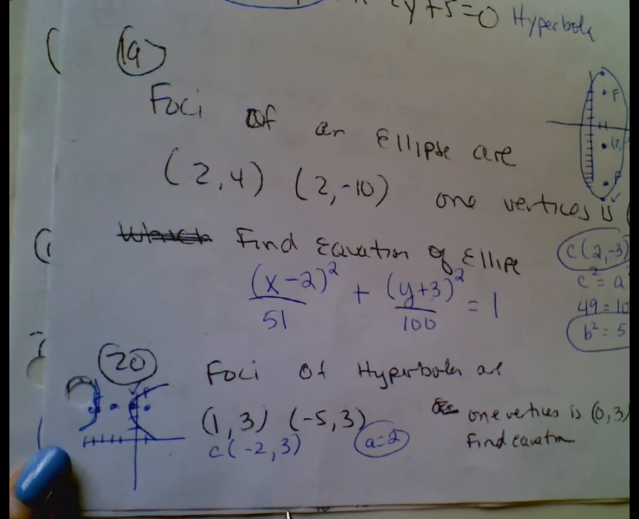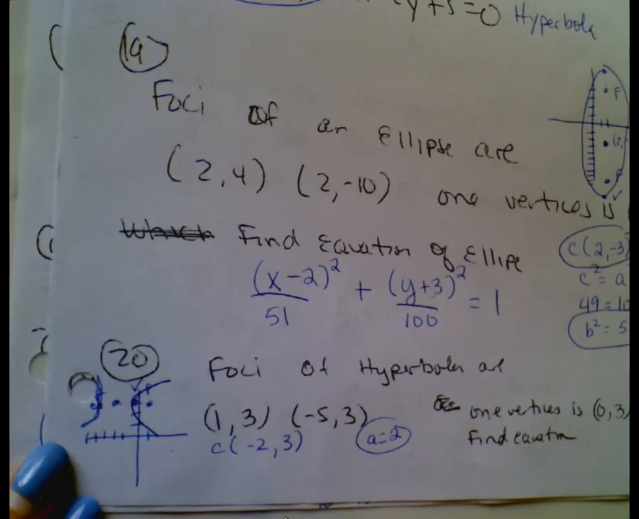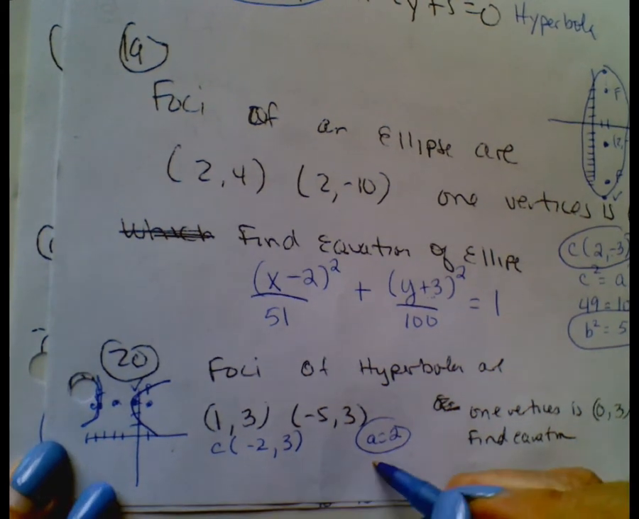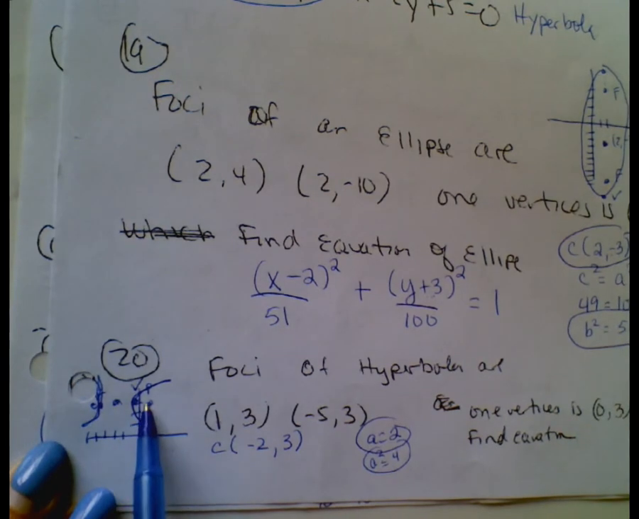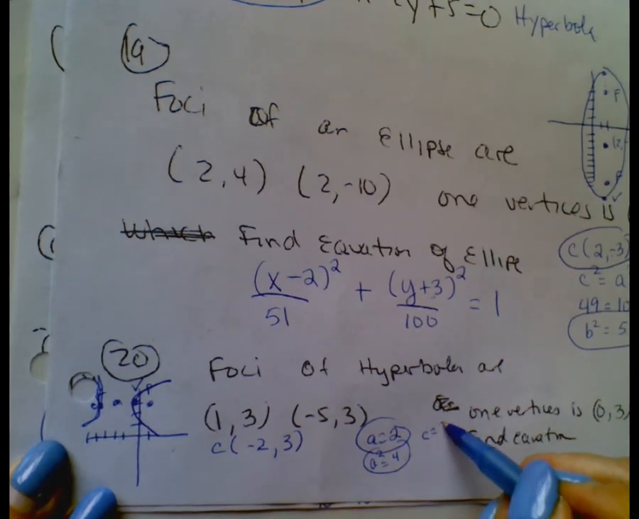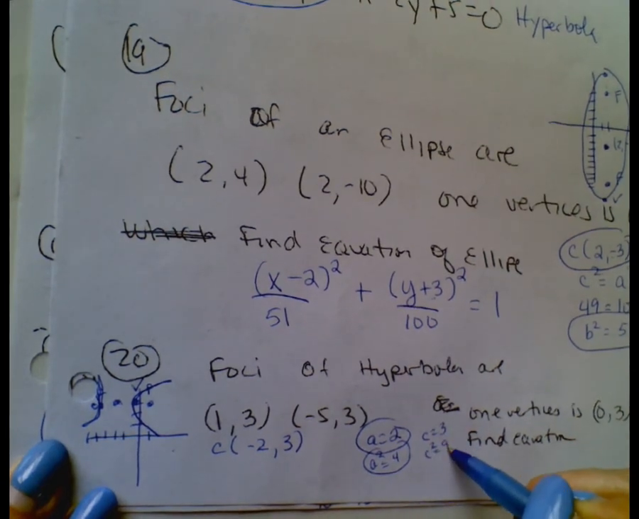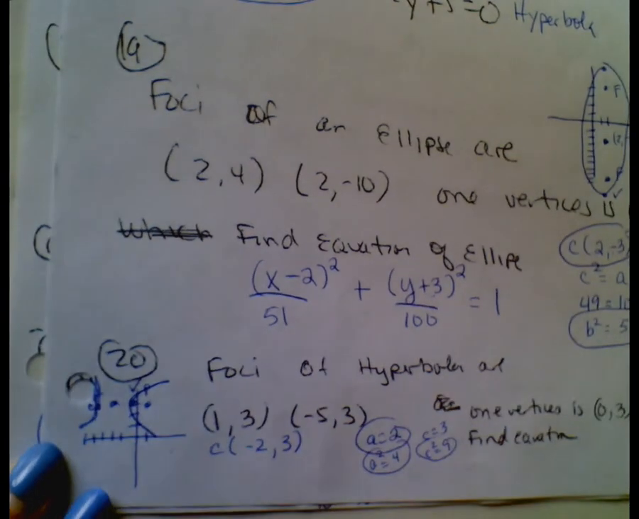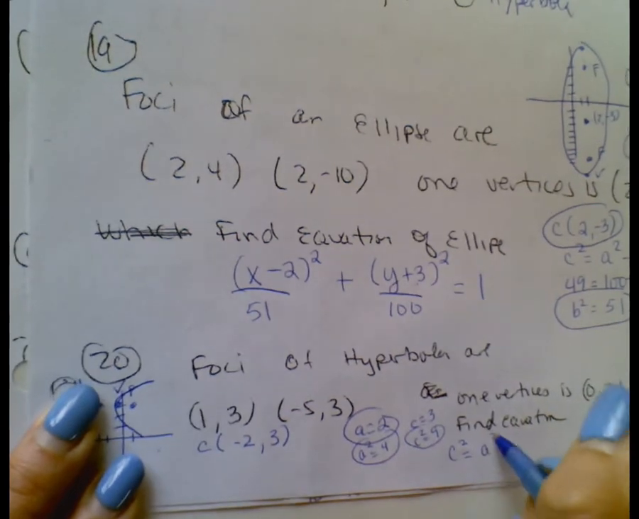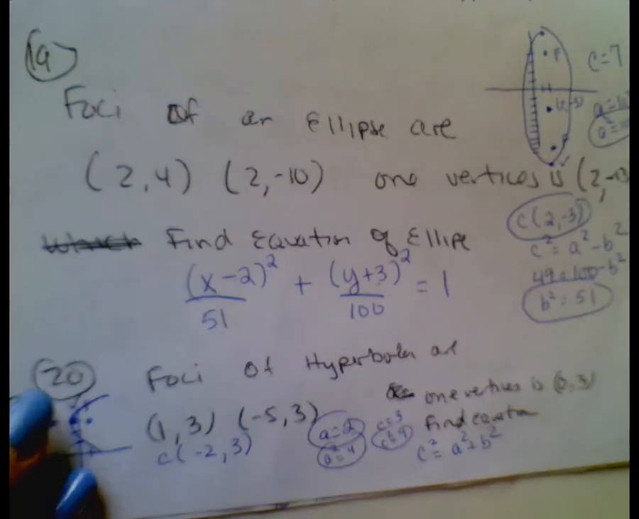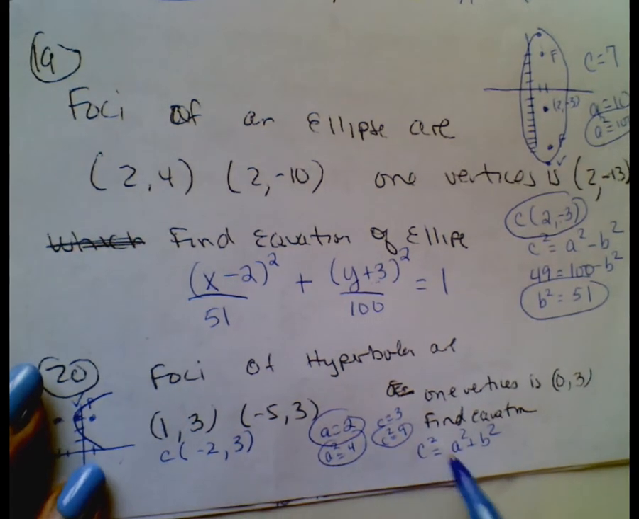So this is a left and right hyperbola, which means x has to go first. a is 2, which means a squared is 4. The c is the distance from the center to a focus, which we already discovered was 3. Remember that? c is 3, so c squared is 9. And all we need to do is find what b squared is, and we can write our equation. The foci formula for a hyperbola is the actual Pythagorean theorem. So c squared is 9, a squared is 4, and we're solving for b squared. So it looks like b squared will be 5.